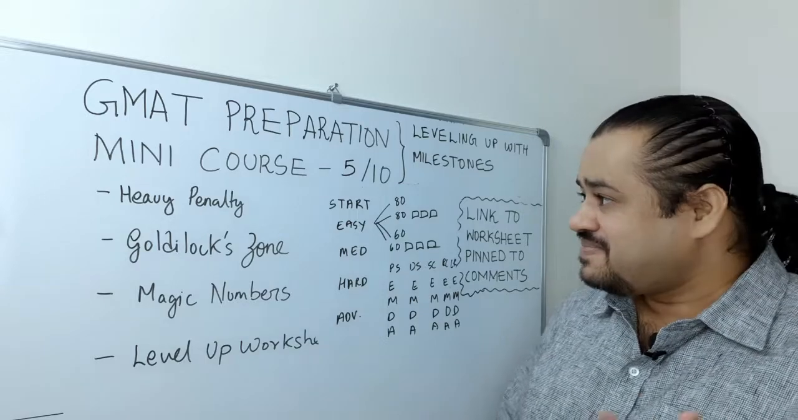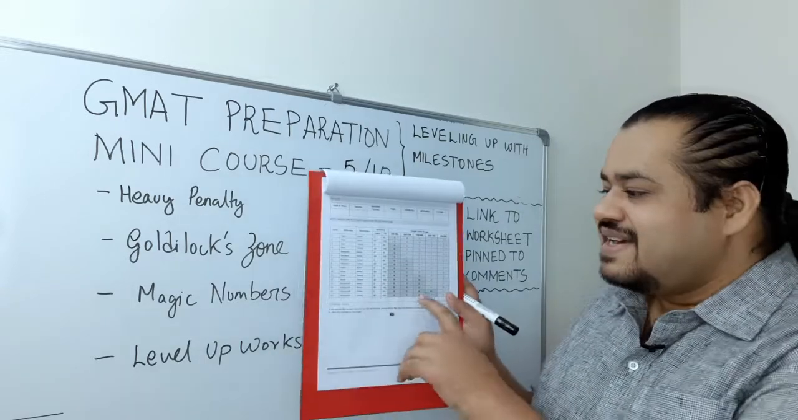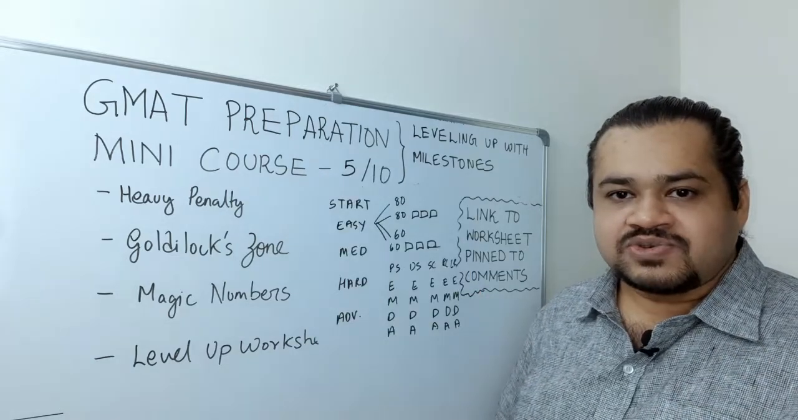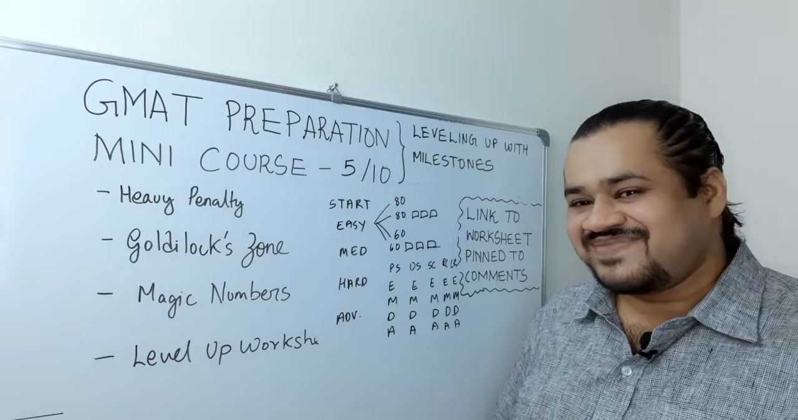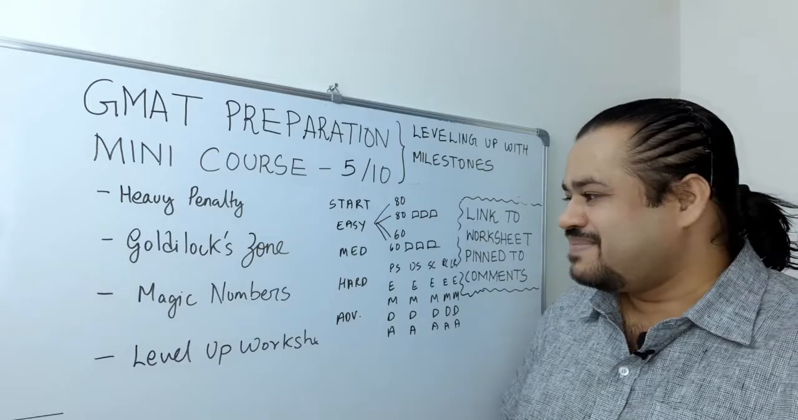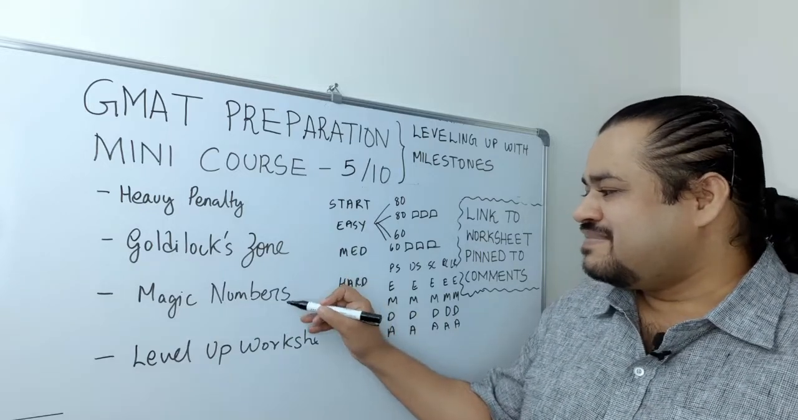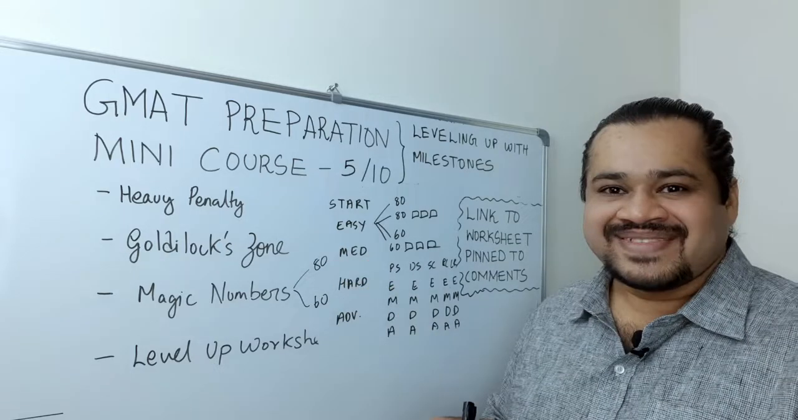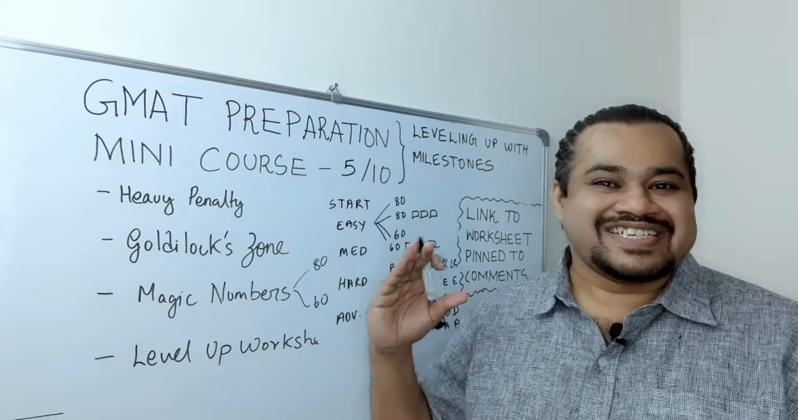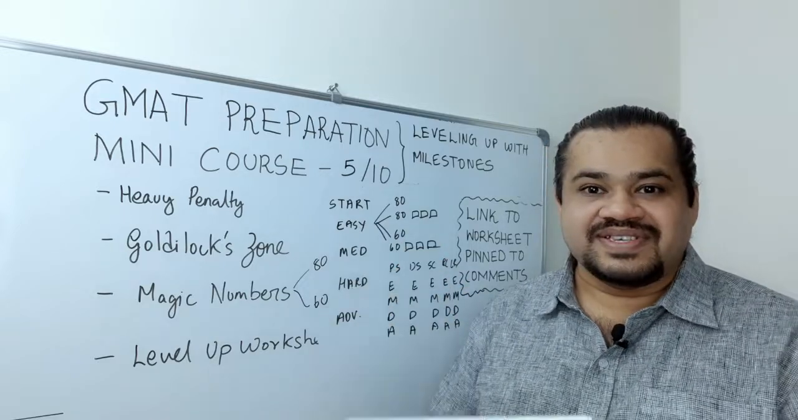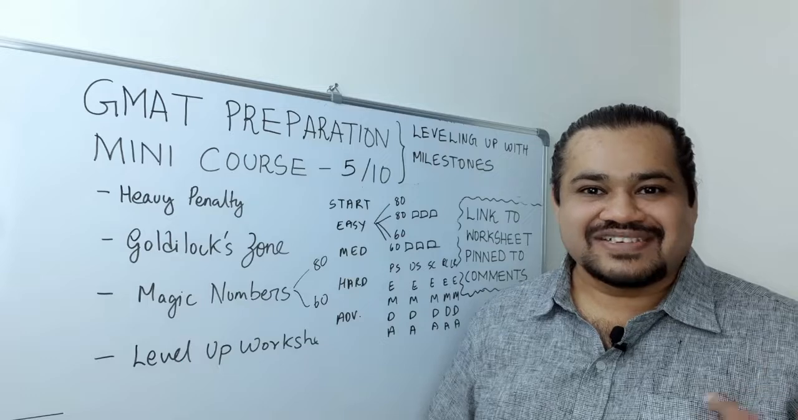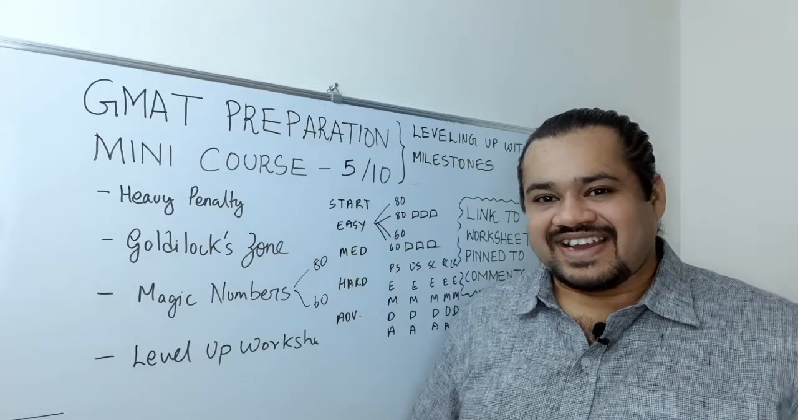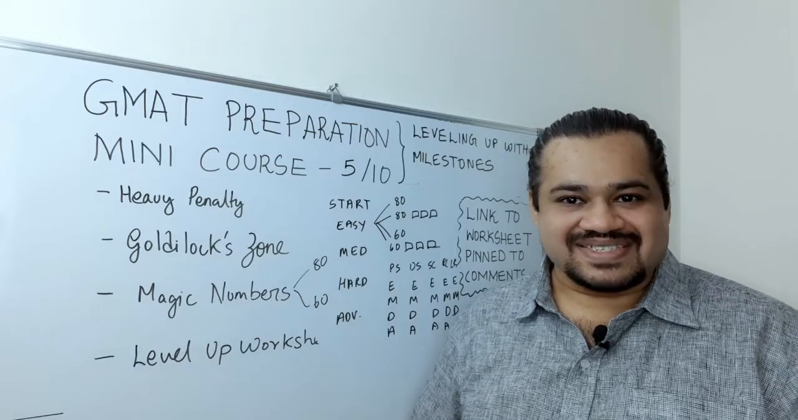For this video, what you got to understand is this worksheet will teach you when the right time is to switch from untimed practice to timed practice based on the magic numbers of 80 and 60. So fantastic. You know how to use the leveling up worksheet and the leveling up system to decide when the right time is to move from untimed practice session to timed practice sessions.